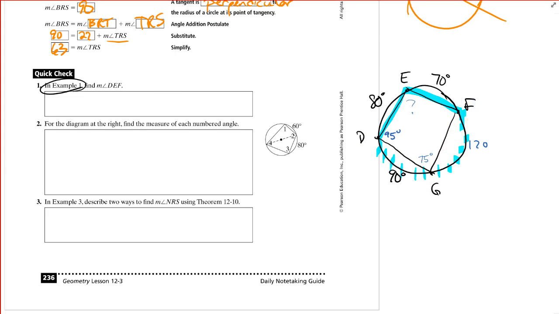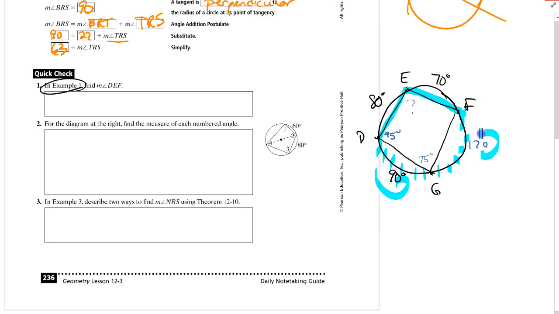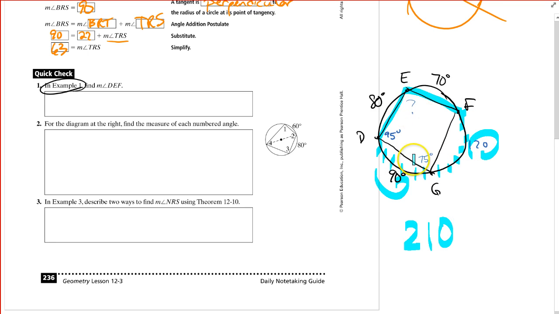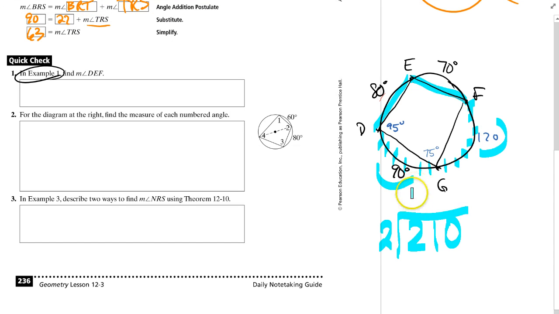How big is that arc? Well, it's this 90 plus this 120, so 210. And so half of that is 105. And so now we've got this guy right here, 105.